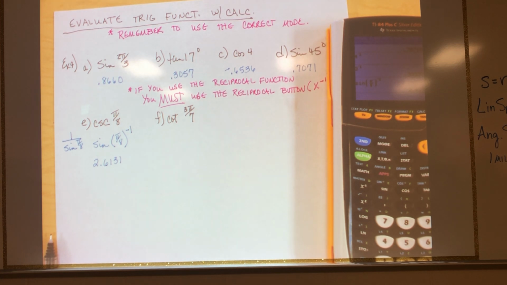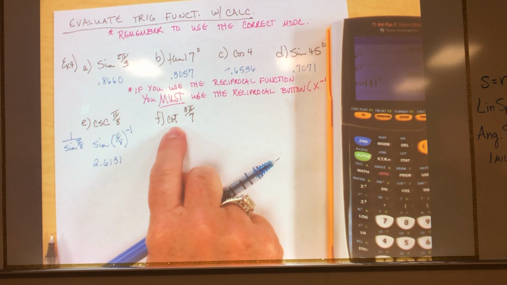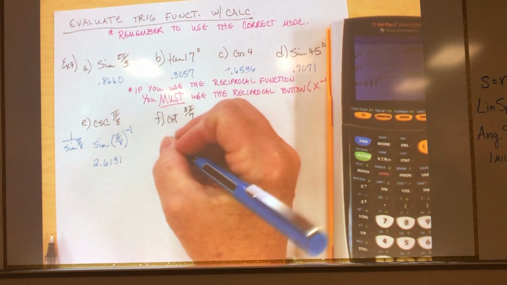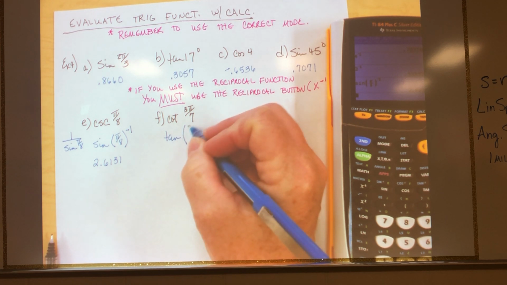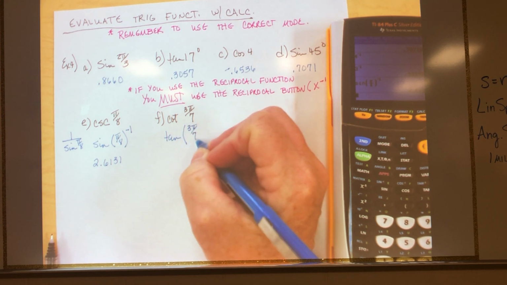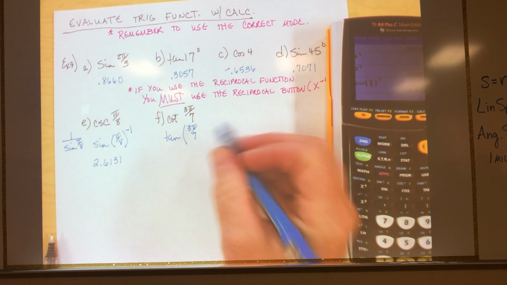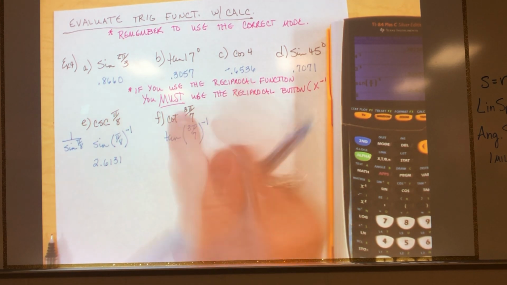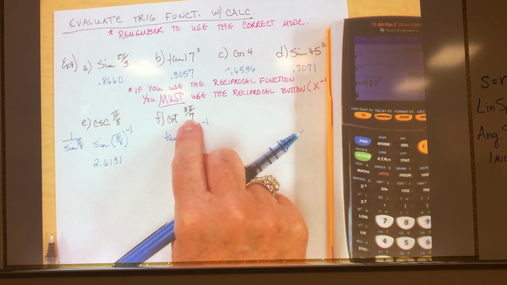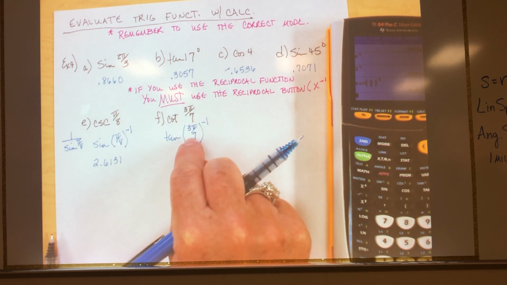All right, everybody got it? No. Okay, what's the reciprocal function of cotangent? Tangent. If I use the reciprocal function, I have to use the reciprocal button. So where does the x to the minus 1 go? Inside or outside the parentheses? Outside, because you're looking for a side. You already have an angle, guys. You're not looking for an angle, okay? So it goes on the outside.